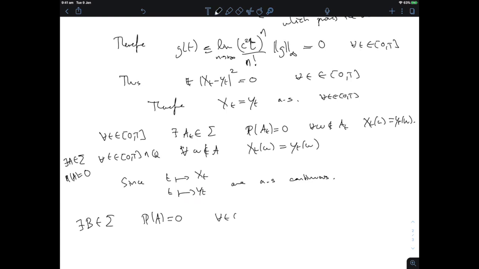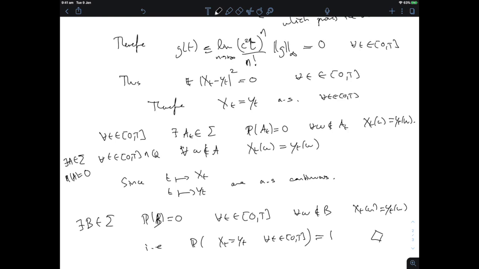And then for every t in 0 to T and for every omega not in B, x t of omega is equal to y t of omega. And that is exactly saying that the probability that x t equals y t for all t from 0 to T, well, it's the probability of the complement of B, and so it's 1. And that concludes the proof of uniqueness for the theorem.